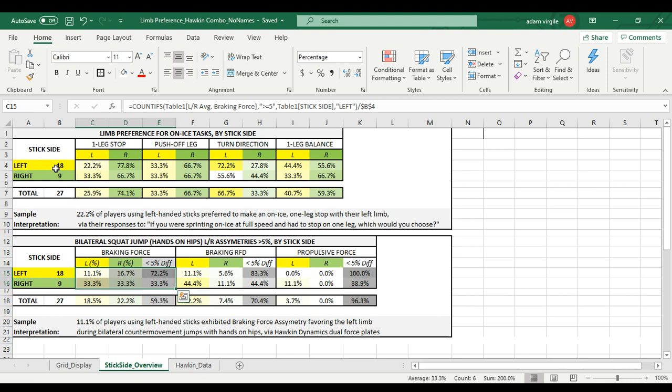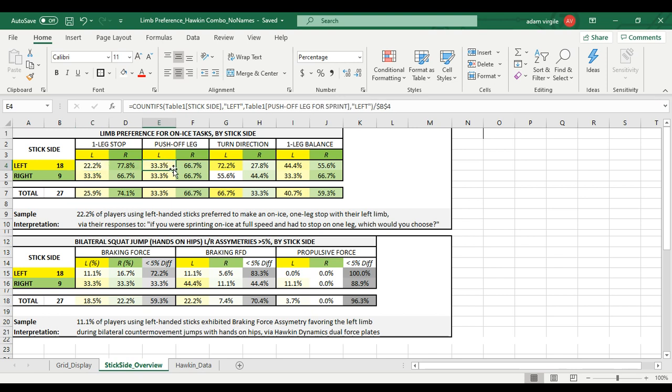So what we did is we segregated guys by stick side, and we looked at what percentage of those guys had an average asymmetry value that favored their left versus their right. So if we're looking here, 22.2% of the players that use a left-handed stick preferred to make a one-leg stop with their left leg on the ice, and 77.8% preferred their right. And I'm not so concentrated on these values, but more so the differences between the left and right values.